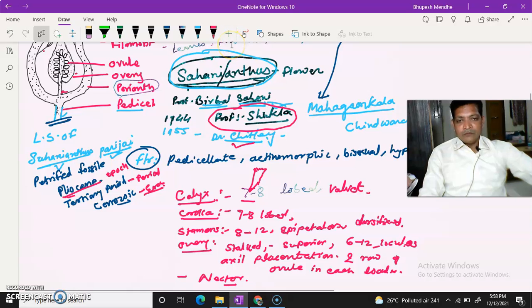So this flower, as per their view, they place in the order Myrtales, in the class Dicotyledon and subclass Polypetalae.